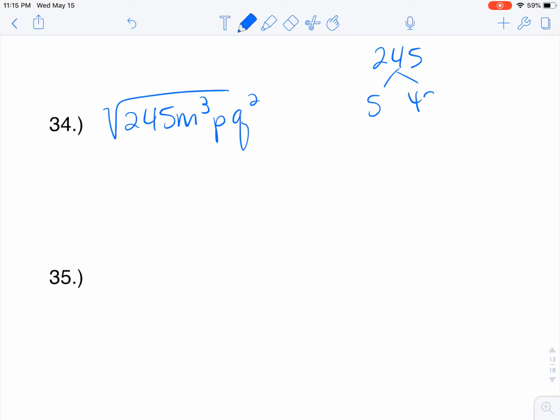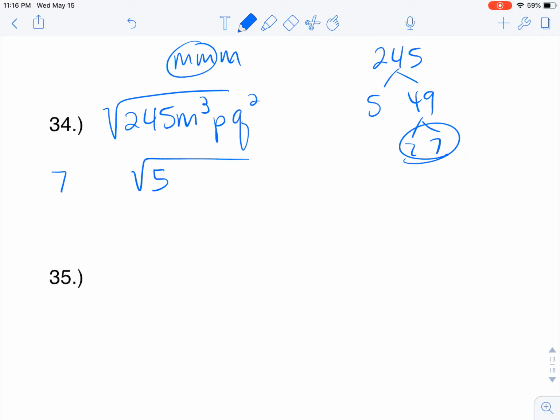All right, 34, 245 m to the 3rd p and q squared. So 245, I'm going to break this up into 5 and 49, 7 and 7. Looking for pairs, so 7's on the outside, 5's on the inside. M to the 3rd, again looking for pairs. So we got one pair and one left over. P is just by itself, so it stays under. And if I have two Q's, that makes one pair for the outside.